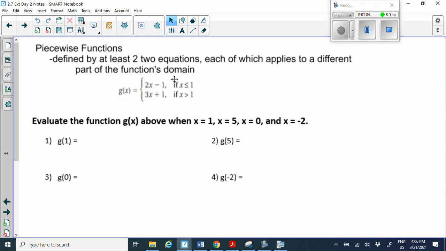So notice the form of a piecewise function. We're going to have y equals or f of x equals g of x, it doesn't matter. You're going to have something that looks like that, equals, then you're going to have a curly bracket. Within that curly bracket, you will have the equations, and then for each equation, it will have a restriction.